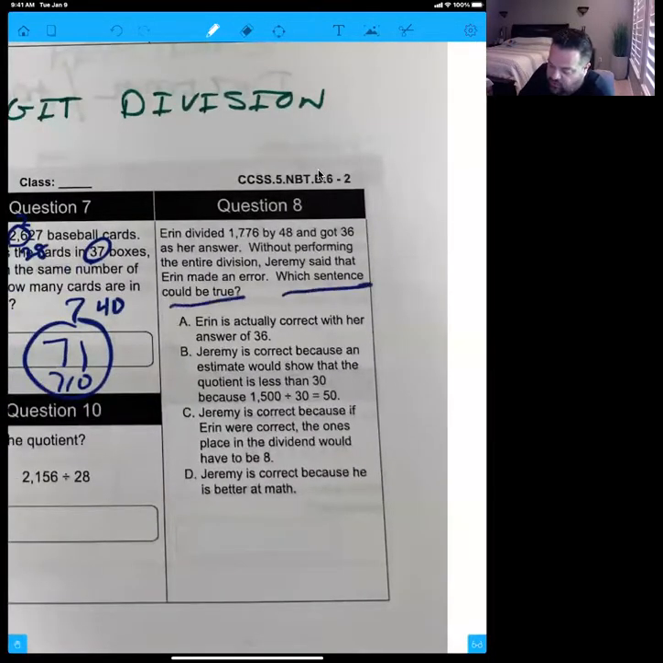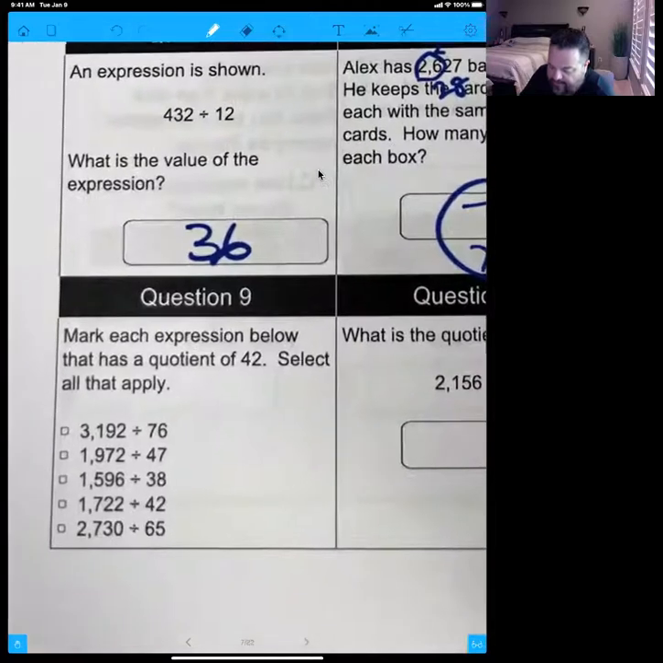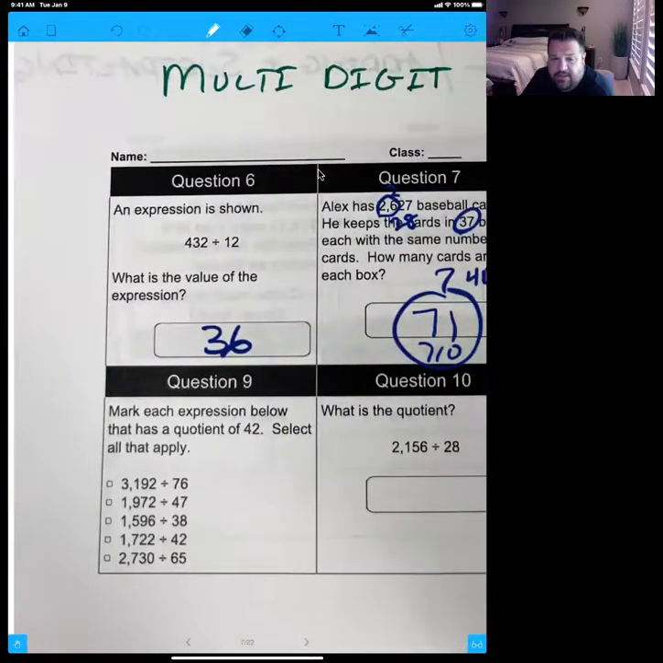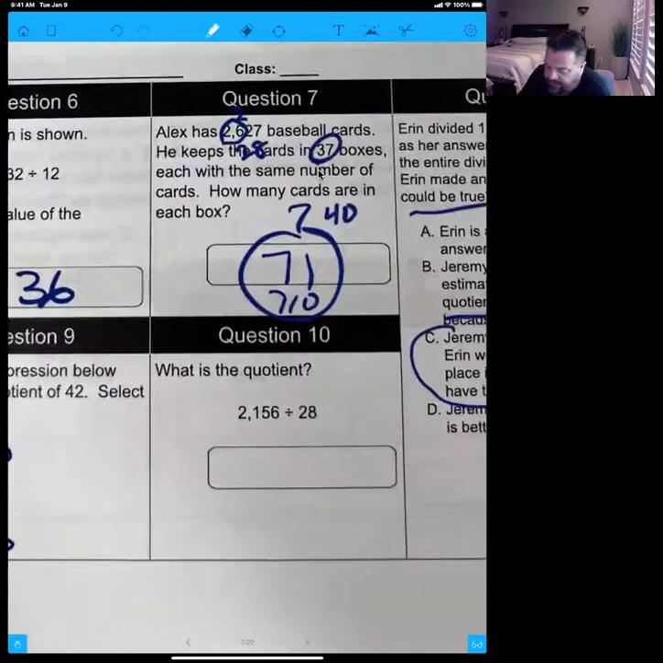Which sentence could be true? You should have gotten C. Take a look at number 9. Pause the video. You should have gotten the first one, the third one, and the last one. And take a look at number 10.